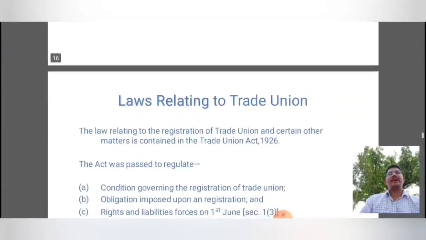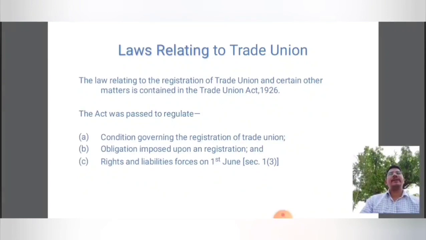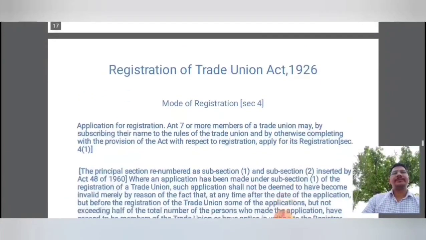Understand certain aspects of laws relating to the trade union. The law relating to the registration of trade unions and certain other matters is contained in the Trade Union Act, 1926. The Act was passed to regulate the conditions governing the registration of trade unions, the obligations imposed upon the registration, and the rights and liabilities. It came into force on 1st June under section 1 of 3.